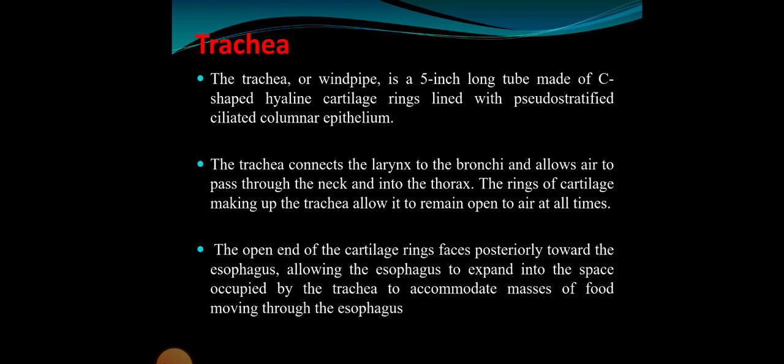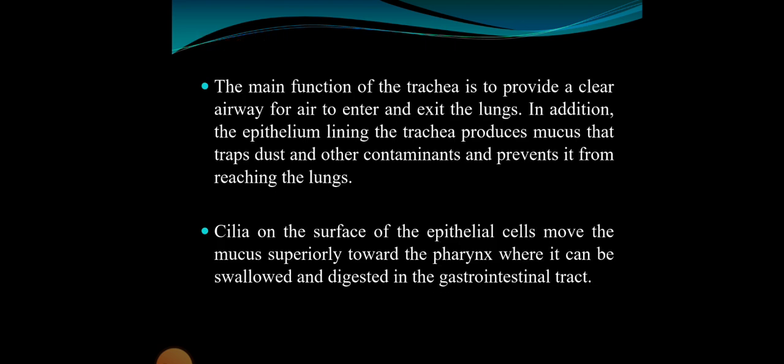The open end of the cartilage rings faces posteriorly toward the esophagus, allowing the esophagus to expand into the space occupied by the trachea to accommodate masses of food moving through the esophagus. The main function of the trachea is to provide a clear airway for air to enter and exit the lungs.